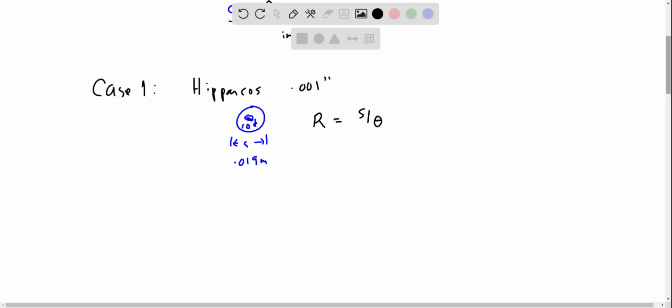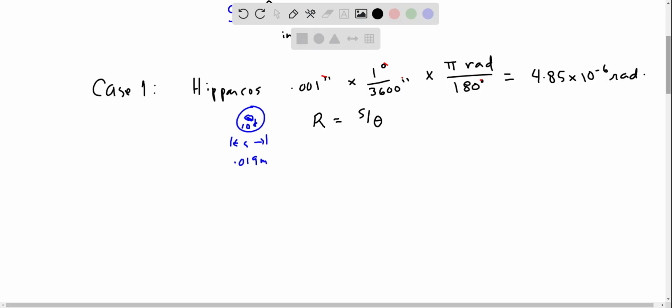And so we need to convert 1 second of arc into radians. The way to do that is there are 3,600 arc seconds in a degree, kind of like the number of seconds in an hour. And then there are pi radians in 180 degrees, which is one conversion factor you could use. Notice that we get rid of the units we don't want and are left with radians. So that's a very small number of radians. Now we can solve for R. We'll take the diameter of the dime in meters and divide by 4.85 times 10 to the minus 6 radians.